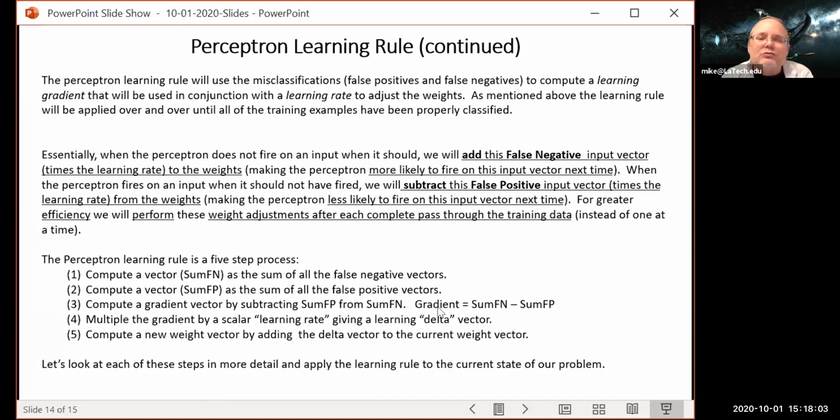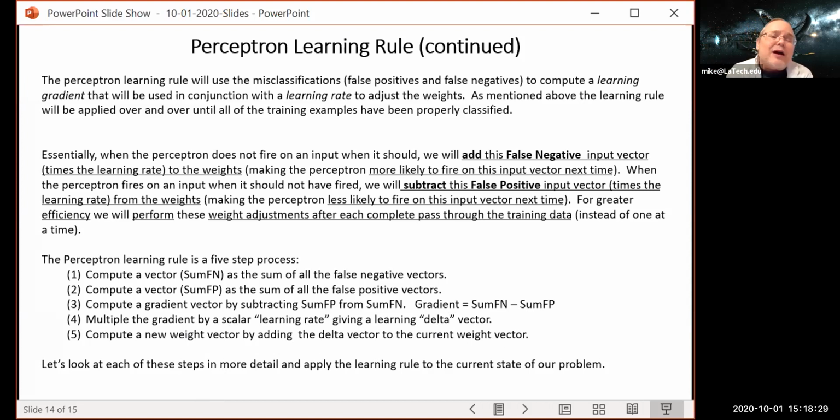That gradient is going to give you a direction in which to move. You then will multiply that gradient, which is a vector, by a scalar learning rate, 0.22, I think is what I normally tend to use, giving you a delta vector. You use delta to mean change. That's how much we want to change. And then you'll compute a new weight vector by adding the delta vector to the current weight vector. And that's all you're going to do.